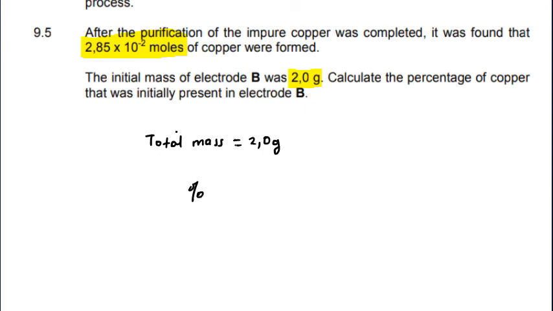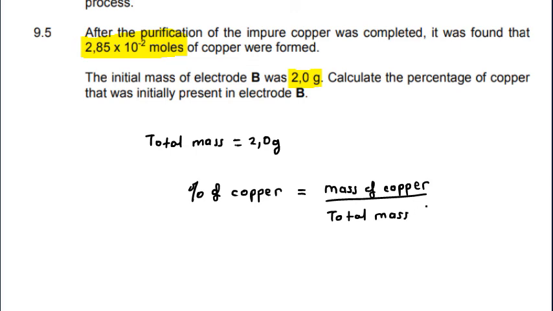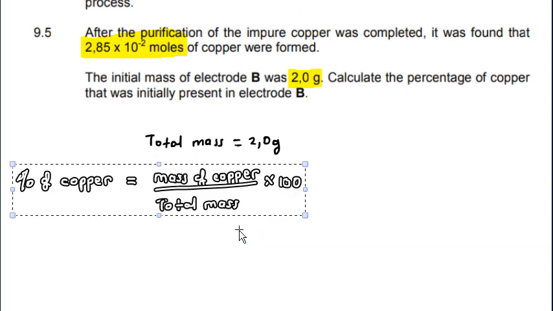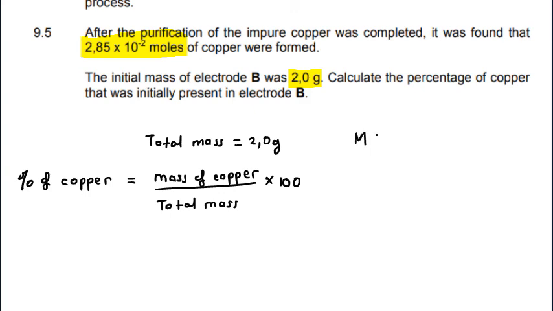So the percentage of copper that was initially in there is going to be the mass of copper that we took out, divided by the total mass, times 100, because we want a percentage. So we've developed a little equation that we're going to use. We just now need the molar mass of copper, because we want to substitute into the formula: number of moles equals mass divided by molar mass. We're going to rearrange this. Remember that for your exams, you always need to show substitution first before you start rearranging.